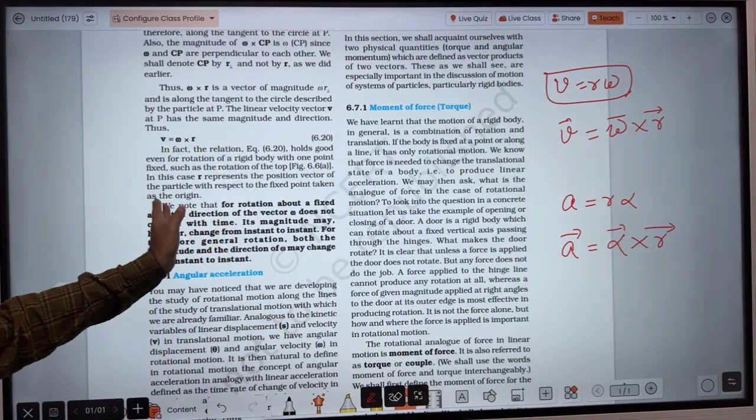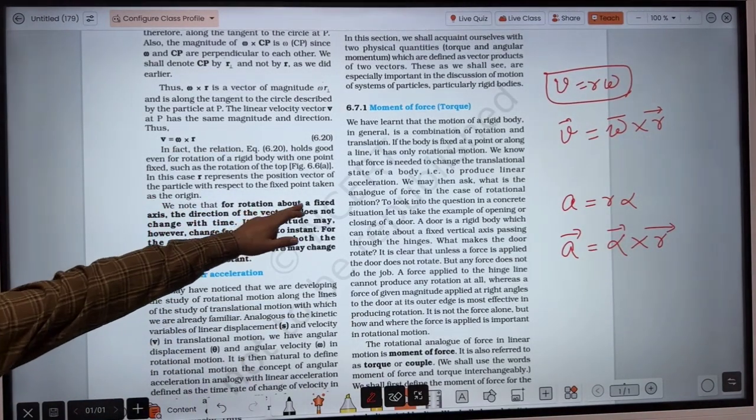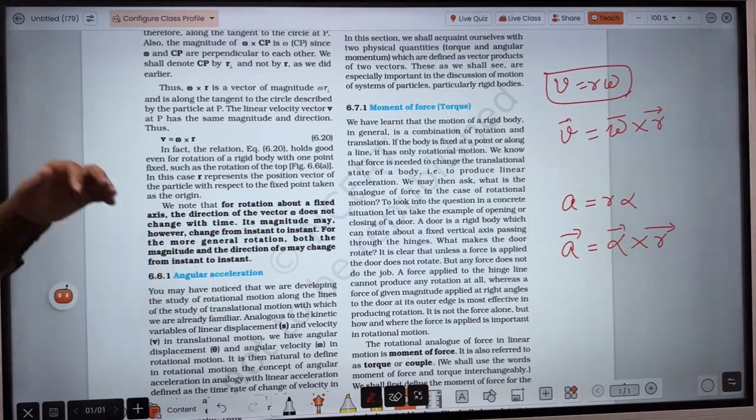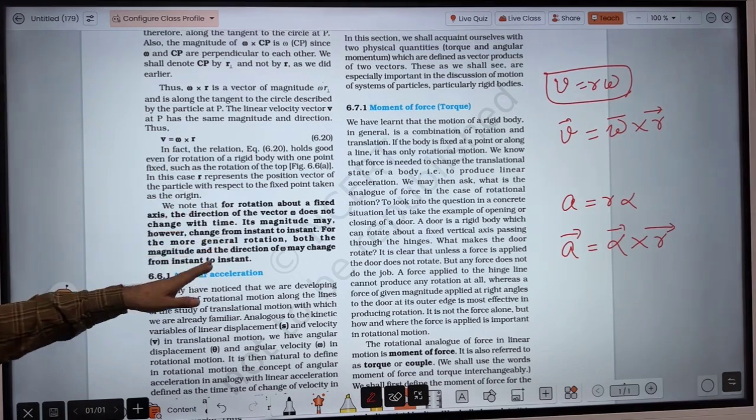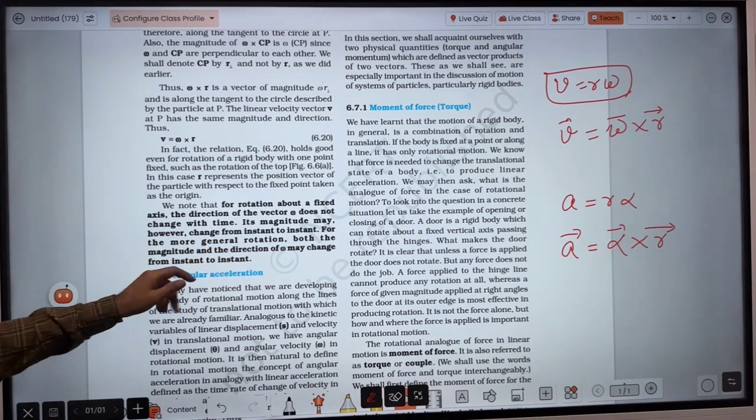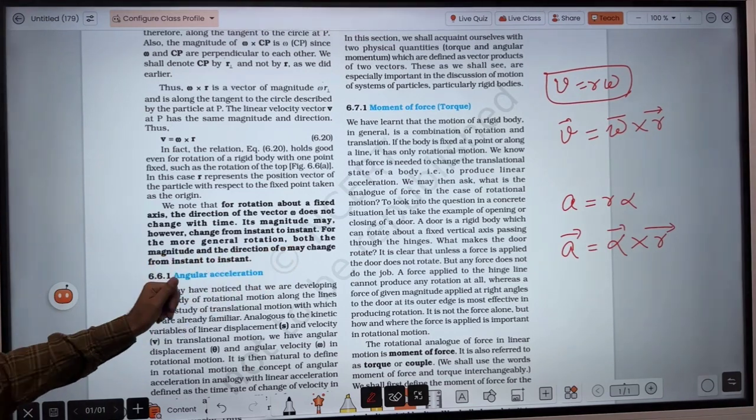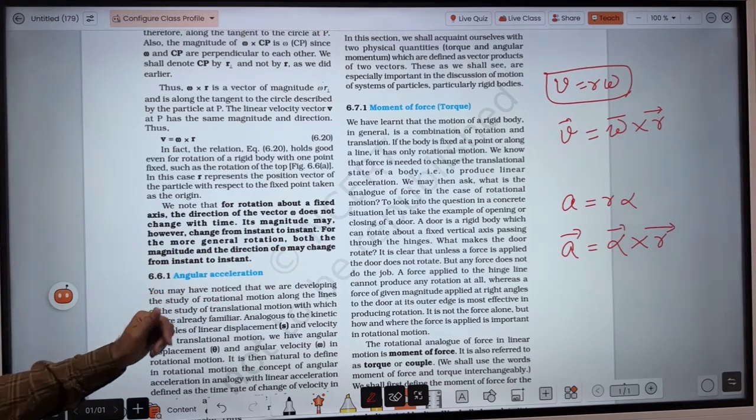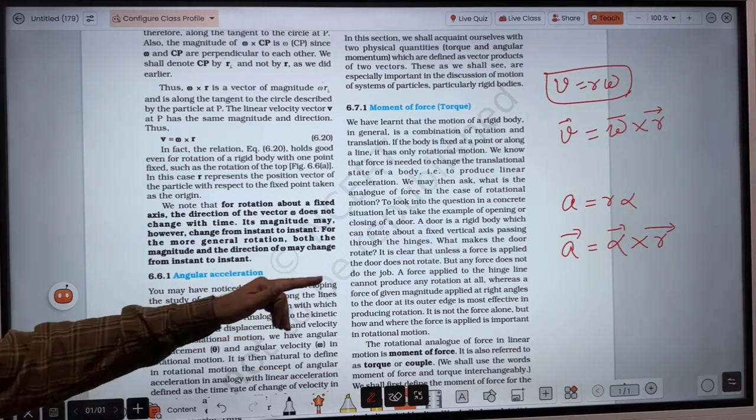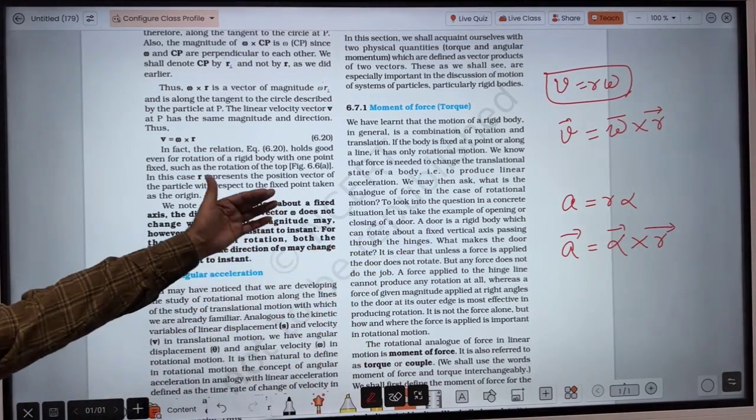Here we can read this line. We note that for rotation about a fixed axis, the direction of the vector omega does not change with time. Its magnitude may, however, change from instant to instant. For the more general rotation, both the magnitude and the direction of omega may change from instant to instant. Angular acceleration, as I told you, is alpha.